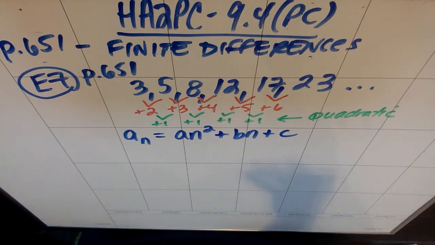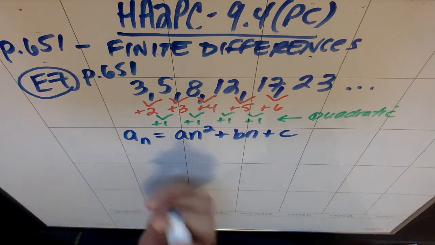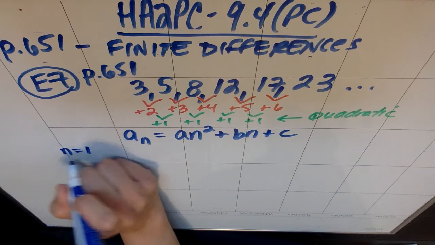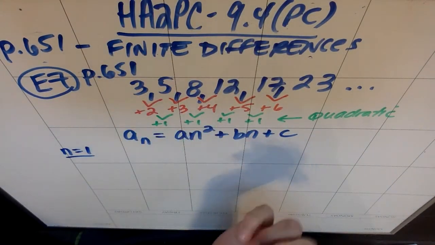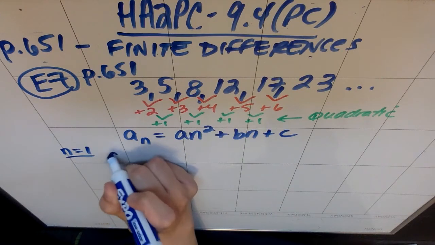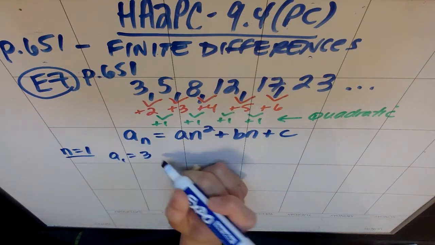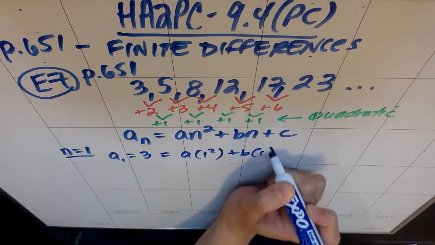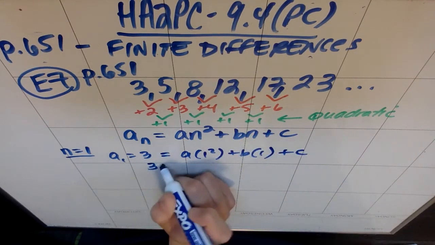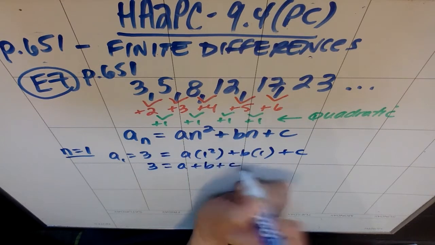Now, the way that the book suggests that you figure out this formula, which is clever and totally fine, is that you're going to go ahead and try some n values. So if n was 1, you know what value you get when n is 1. You get the first value, right? So a sub 1 is a 3, which means that's a times 1 squared plus b times 1 plus c. So you now have an equation that 3 equals a plus b plus c, right?